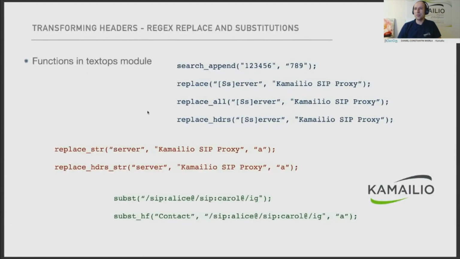If you want to do string-based replacement, we have variants, because somehow regular expressions are a little bit more expensive from the point of view of execution. So we have this replace_str and replace_hdr_str that work with string matching and replacement. This has a third parameter, a in our case. It's about replacing all the occurrences. You can have the variant with first occurrence or last occurrence for it.